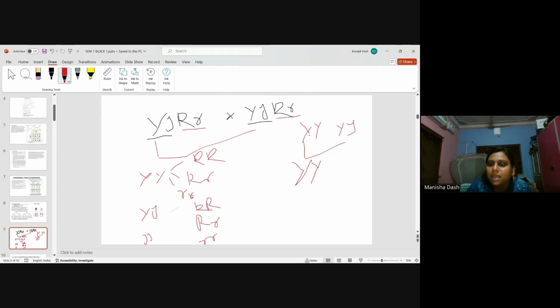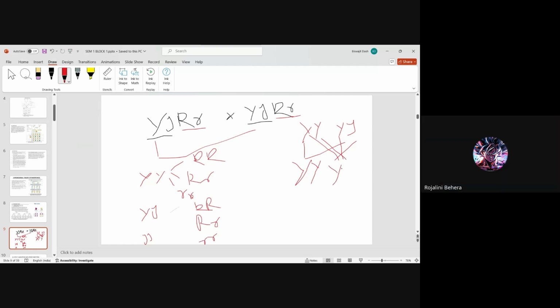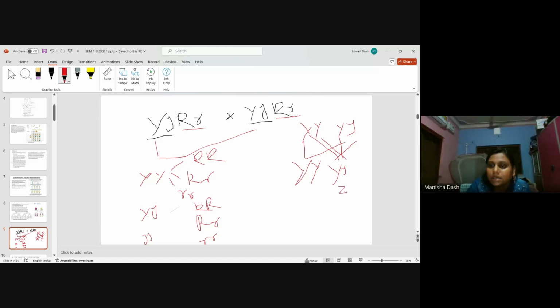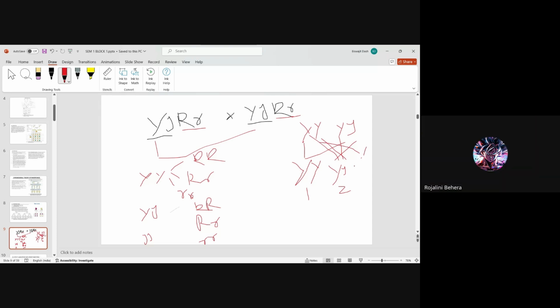The frequency of capital Y with small y, both will occur twice. So small y from this, capital Y from this. So y will be 2 times. So this frequency will be 1, this frequency will be 2, and small y will be only 1.